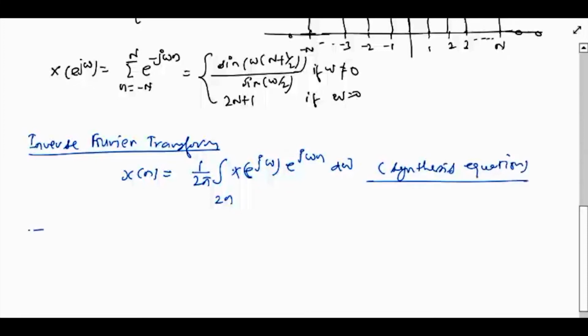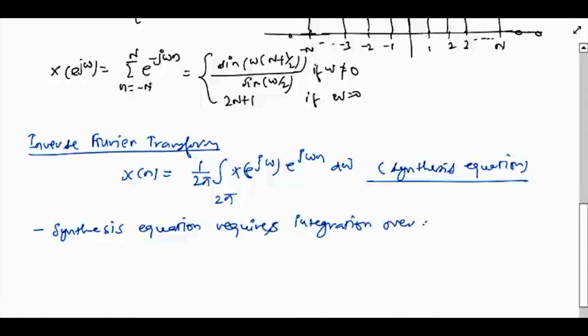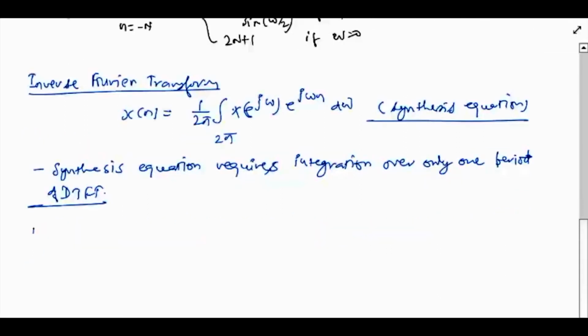Again, notice one difference vis-a-vis continuous time case, that is, the synthesis equation requires integration only over one period. Notice that 2π was the period of the Fourier transform. So synthesis equation requires integration over only one period of DTFT. Let us see an example.